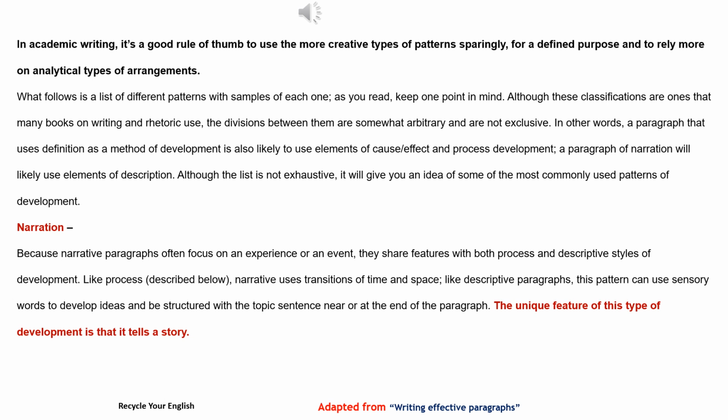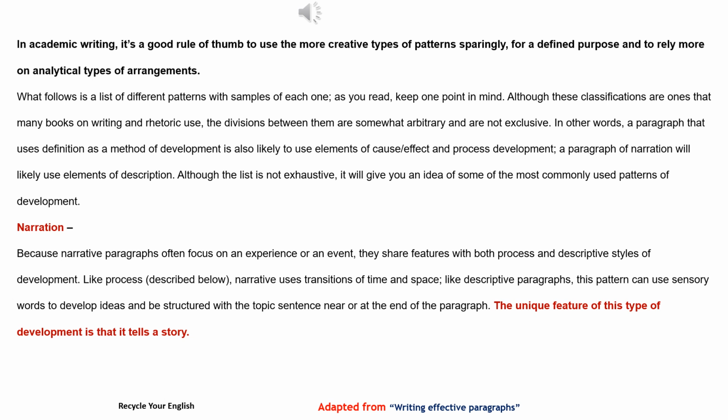In academic writing, it's a good rule of thumb to use the more creative types of patterns sparingly, for a defined purpose, and to rely more on analytical types of arrangements. What follows is a list of different patterns with samples of each one. As you read, keep one point in mind.